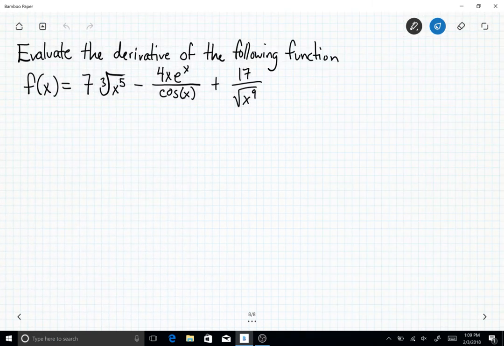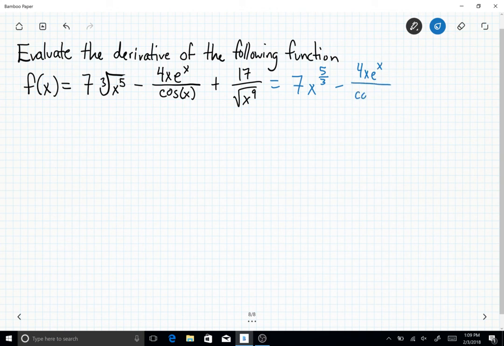So last but not least, let's put this all together and try and calculate a derivative. First things first, let's rewrite this function just to make it a little bit nicer. You can write the first part as 7x to the 5/3 power, minus, we'll leave that alone, 4x e to the x, and then cosine x, and then plus 17, and then that's x to the negative 9/2 power.